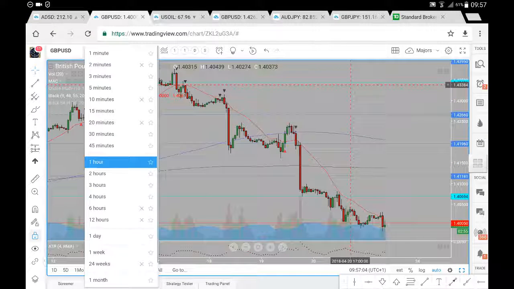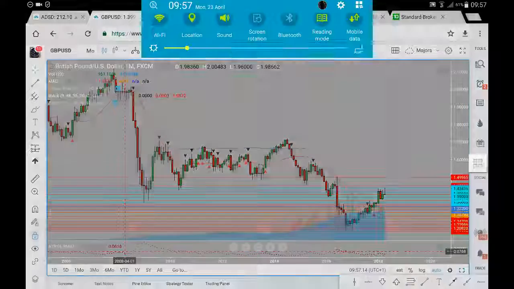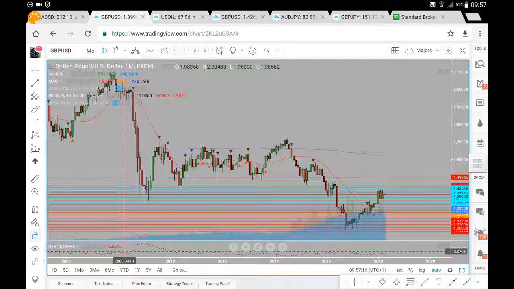What we'll do now is we'll have a look at the higher time frames to see how prices are developing here on the pound against the dollar. And as you can see, we've had a continued recovery here in the pound against the dollar to the upside.